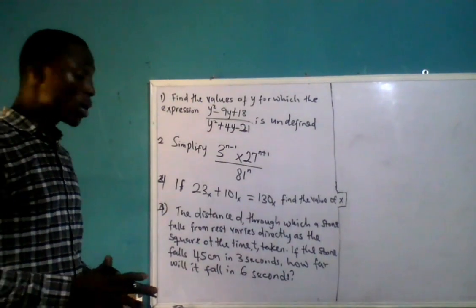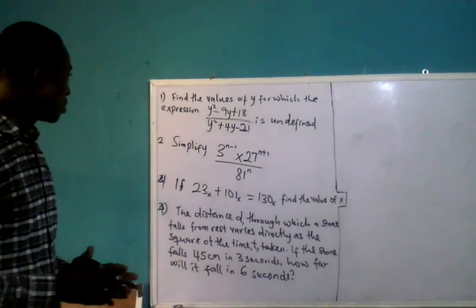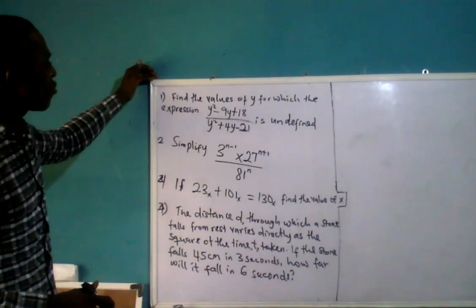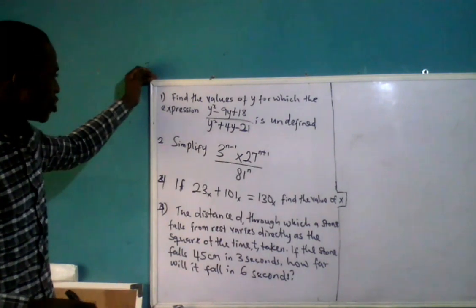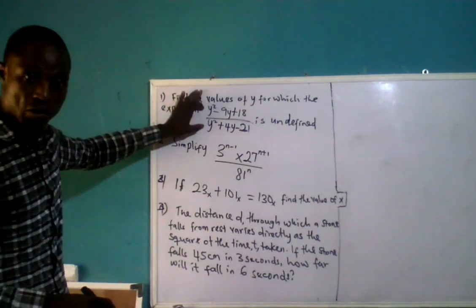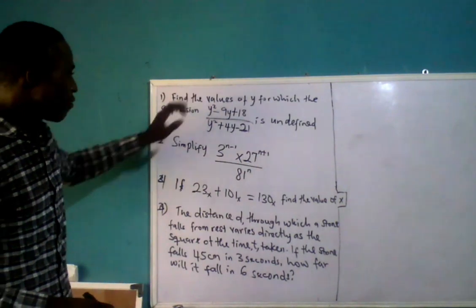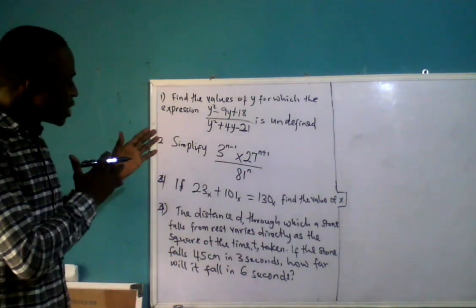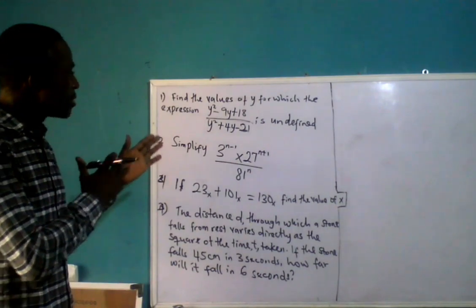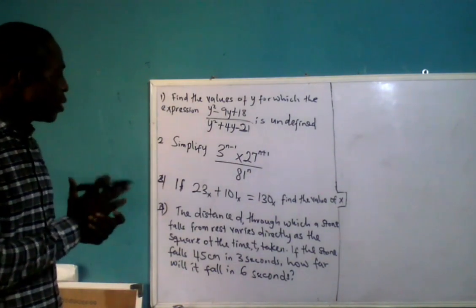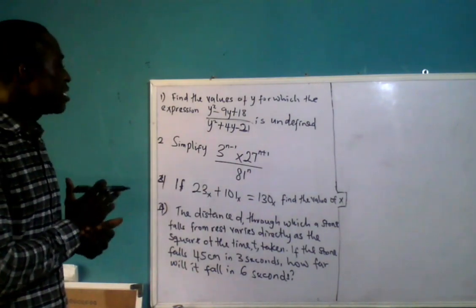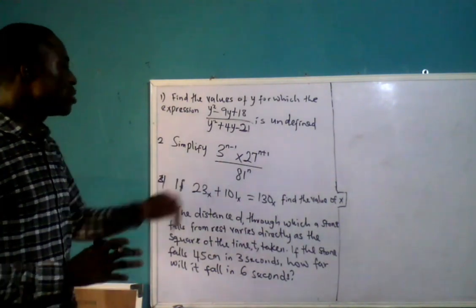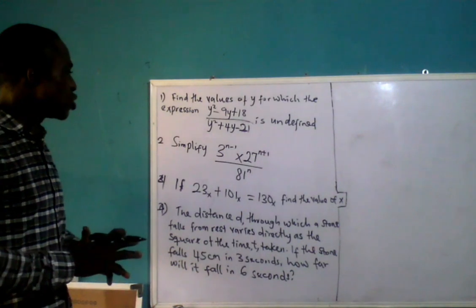Okay, let's take a look at these questions as they are stated on the board. Let's start with question number 1. Question number 1, we have to find the values of y for which this given expression is undefined. Now, what can make an expression that is in the form of a fraction to be undefined? The only thing that can make it undefined is that the denominator part is equal to 0.